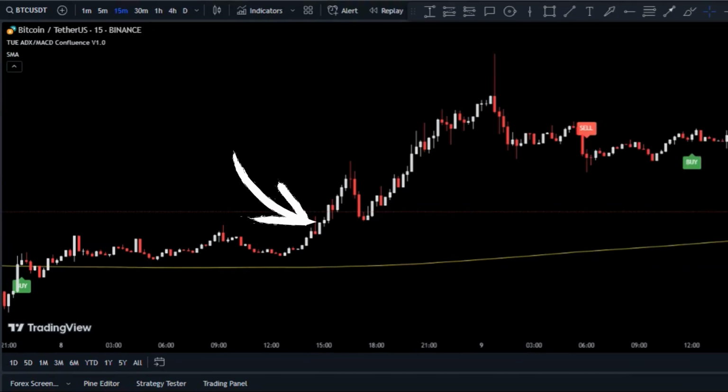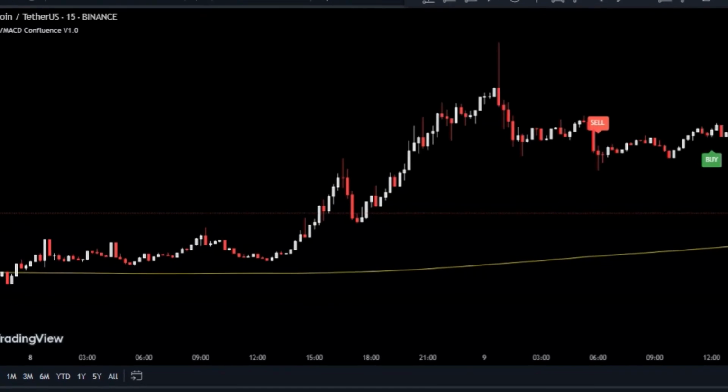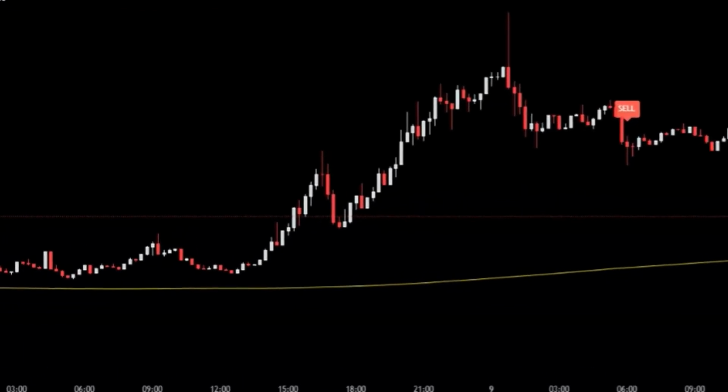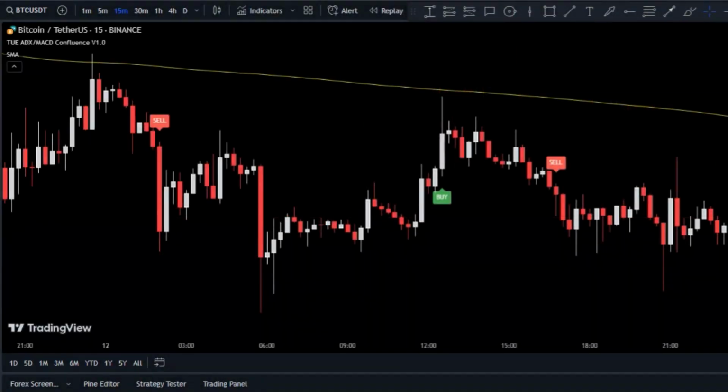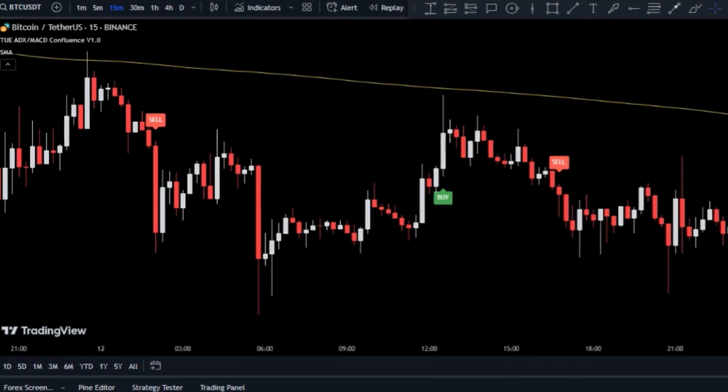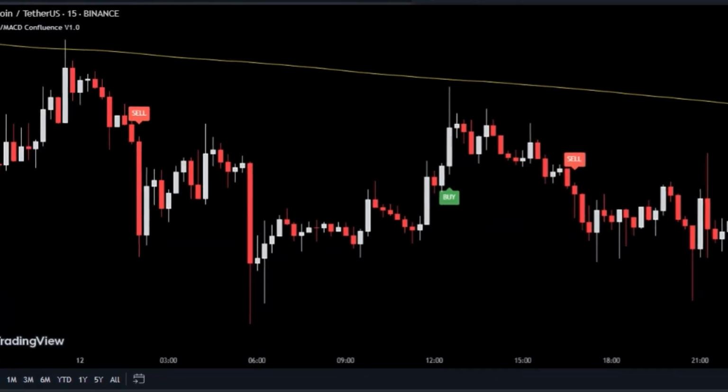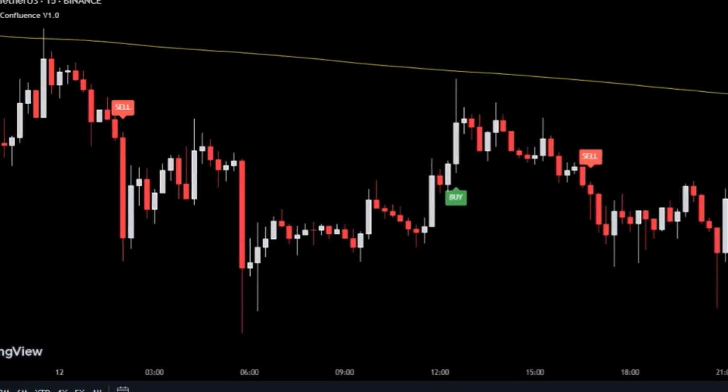Now, if the price is above the SMA indicator, you're only allowed to enter long trades. On the other hand, if the price is below the moving average, you're only allowed to take short trades. This rule helps guide your trading decisions based on the position of the price relative to the SMA.